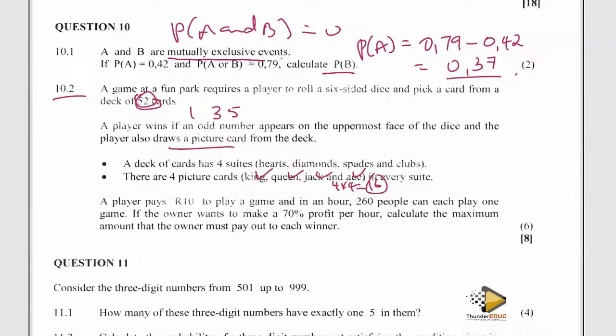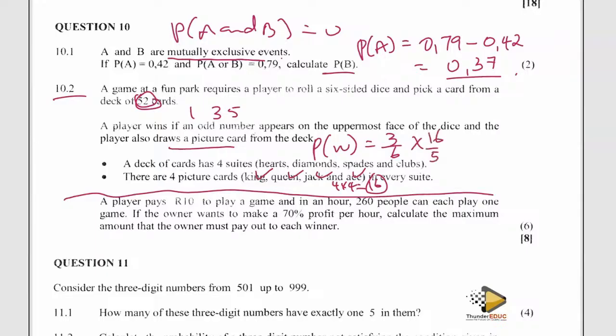So before we even read what is happening down here, what is the probability of winning? You must get 3 out of 6 for the die times 16/52 for the cards. Simplifying that, I'm getting 2/13. This is the probability of winning.